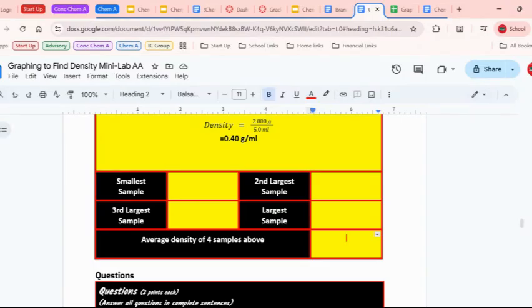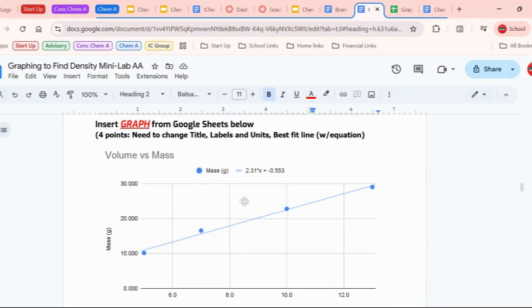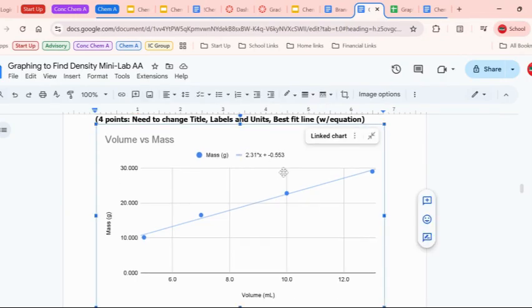Now this is one of the ways that you are finding density in this lab. You're taking the average of the 4 samples to find their density. The other way we find density, ladies and gentlemen, is right up here, and it is this formula up here.